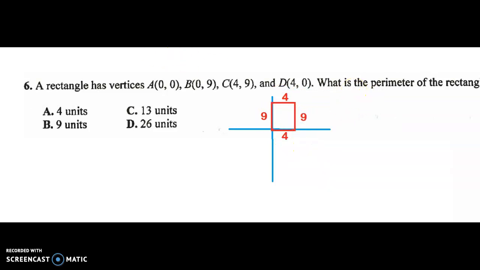And now it's asking us for the perimeter. So perimeter means I just add up all the sides. So I'm just going to take 4 plus 4 plus 9 plus 9. And I'll let you guys do that. That's addition. You guys can solve the rest of that.